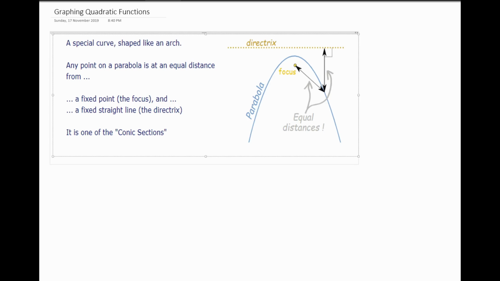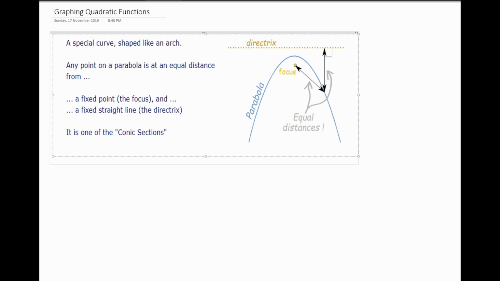Hi. So our lesson for today is about graphing quadratic functions. So first, I'll define what a parabola is. A parabola is a special curve shaped like an arc, and any point on the parabola is at an equal distance from a fixed point, which is the focus, and a fixed straight line, which is the directrix.